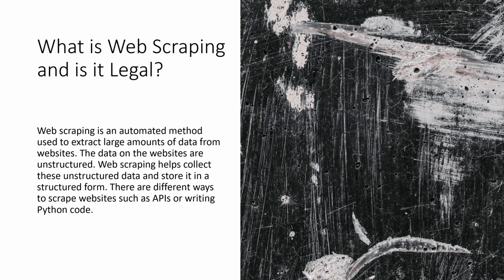To delve further, what is web scraping and is it legal? Web scraping is an automated method used to extract large amounts of data from websites. The data on the websites are unstructured. Web scraping helps collect these unstructured data and store it in a structured form. There are different ways to scrape a website, such as APIs or writing Python code.